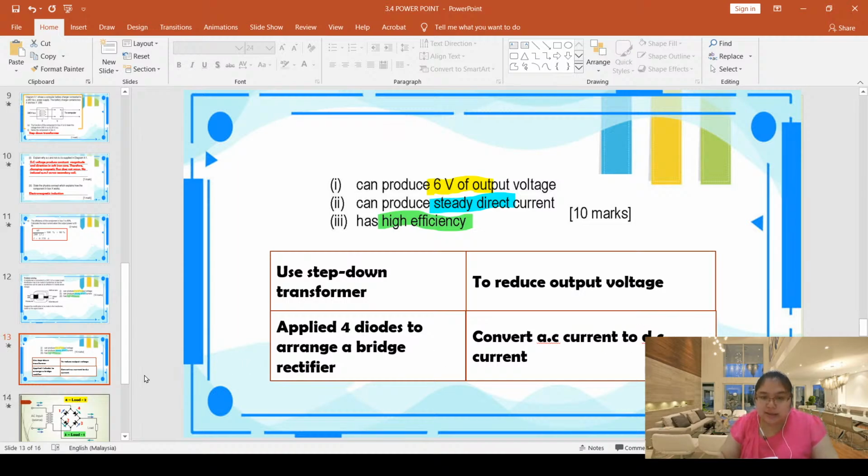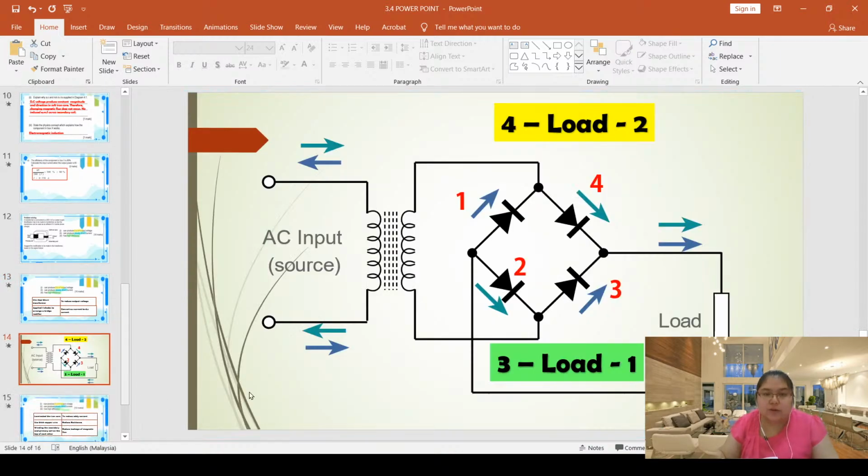Okay, let's see the bridge rectifier and diodes. This one is a diagram. This one we call a bridge rectifier. This one is a transformer. Can you see there are 4 diodes? This one is the symbol for a diode. I labelled them for you, 1, 2, 3, 4. Now I want you to check the color of the arrows. The green color arrow is 1 cycle. The blue and yellow is another cycle. So now we start with the green color first.